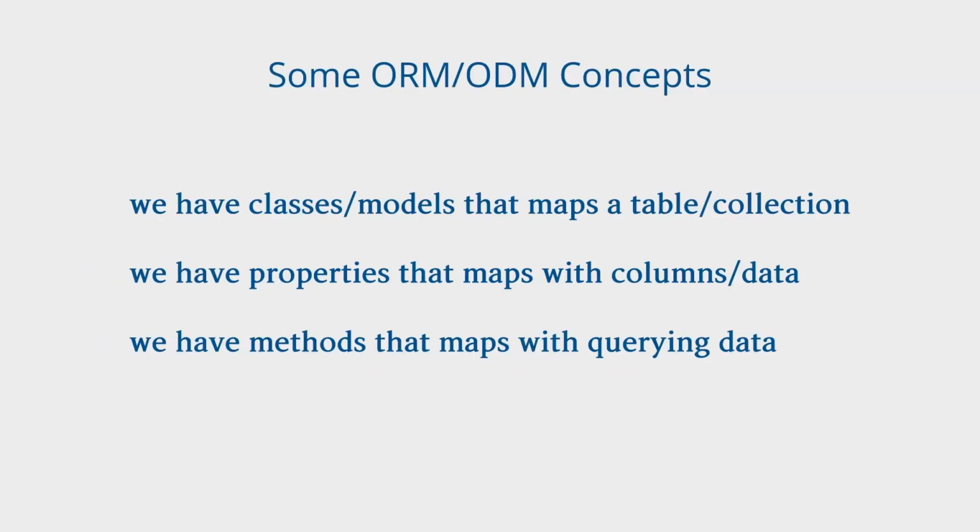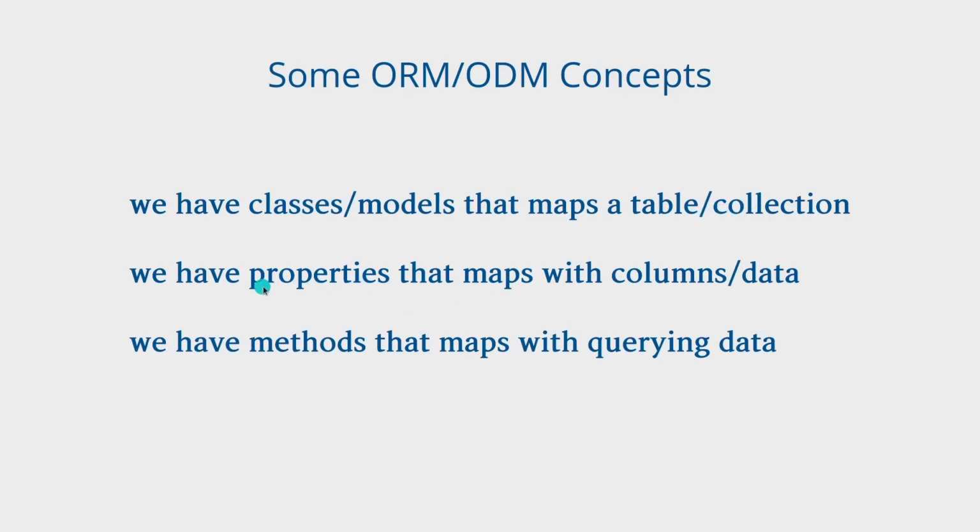Now, some ORM or ODM concepts. We are going to check that out as well in Prisma, and I'll just showcase the concept. If you already understand ORM, maybe this one is still useful. So we have classes or models that map to a table. A table could be regarded as an object, and an object could be an instance of a model or a class. So every model will be regarded as a table or a collection, depending on whether you're using SQL or NoSQL.